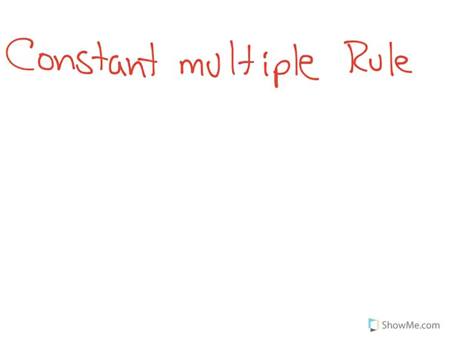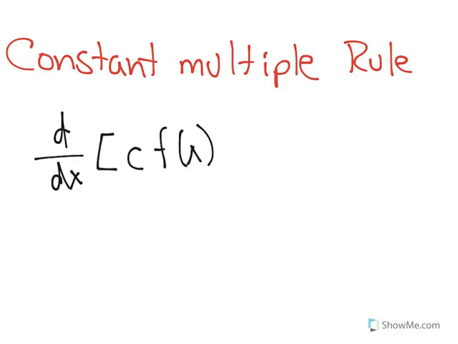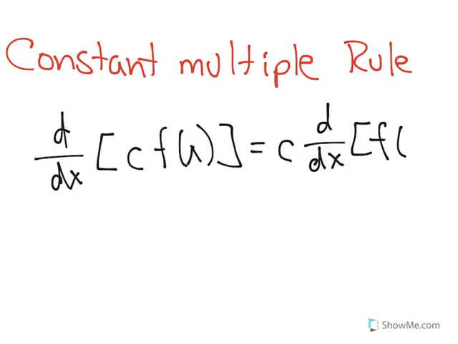So what the constant multiple rule says is that if you get the derivative with respect to x of some constant c times some function of x, then that is just equal to multiplying the same constant c times the derivative of that given function f of x. So this is our constant multiple rule.